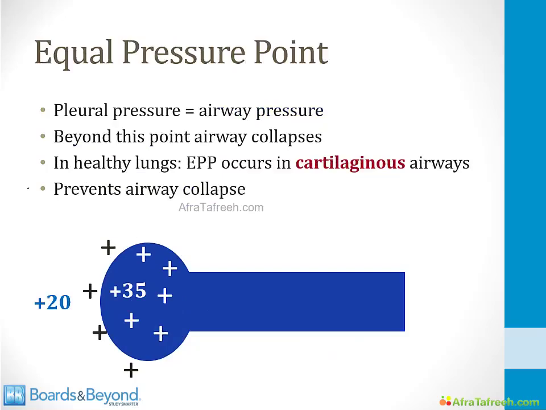exhalation. So you might be wondering, if the pleural pressure becomes positive, why doesn't it collapse the lungs? So let's talk about that now. This involves an important pulmonary physiology concept called the equal pressure point. So let's look at this alveolus I've drawn at the bottom of the screen. We're engaging in a forced exhalation.